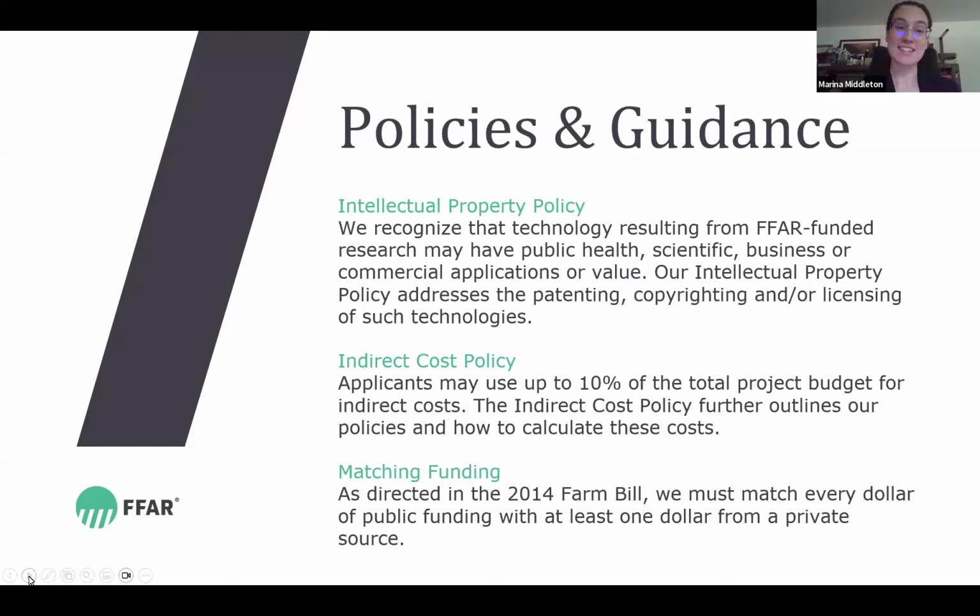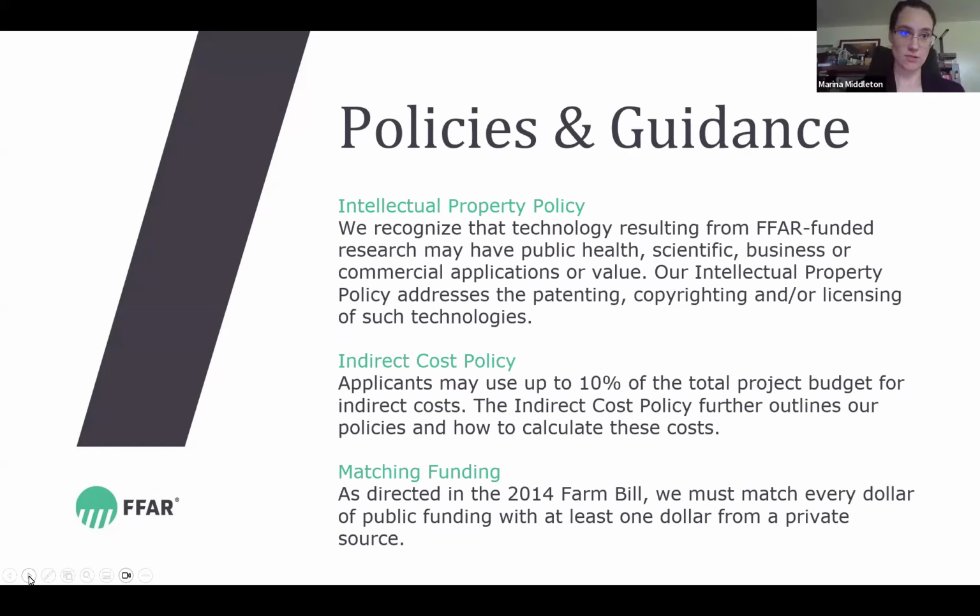We have policies and guidance that are available on our website for further review, but just at a very high level, we do have an intellectual property policy that we encourage people to review as you are preparing your application. We also have an indirect cost policy that boils down to 10% of your total project can be directed towards indirect cost. That rate must be applied equally to FAR funds and matching funds. The budget template that you are using when you fill out your full application does that calculation for you automatically.